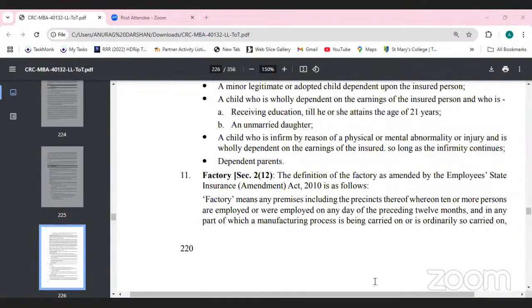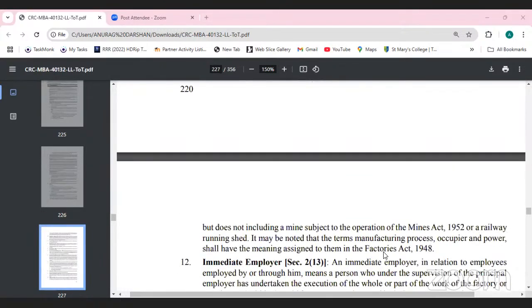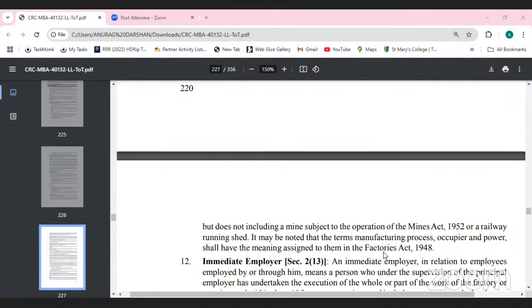A factory, as defined or amended by the Employees' State Insurance Amendment Act 2010, is a premises including the precincts thereof whereon 10 or more persons are employed or were employed on any day of the preceding 12 months, and in which a manufacturing process is carried on ordinarily, but does not include a mine subject to the operation of the Mines Act 1952, or a railway running shed. It may be noted that the terms manufacturing process, occupier, and power shall have the same meanings as assigned under the Factories Act 1948.